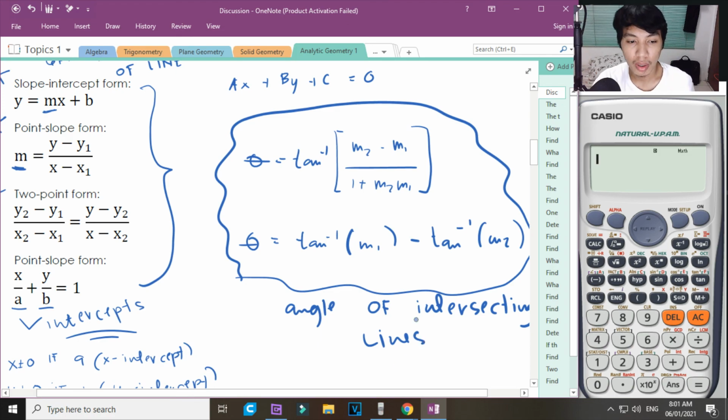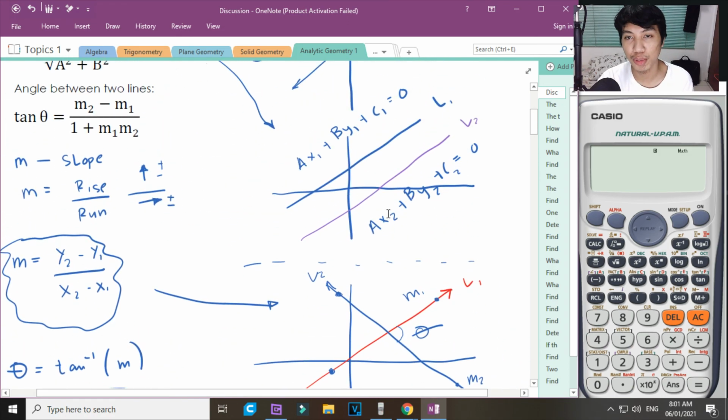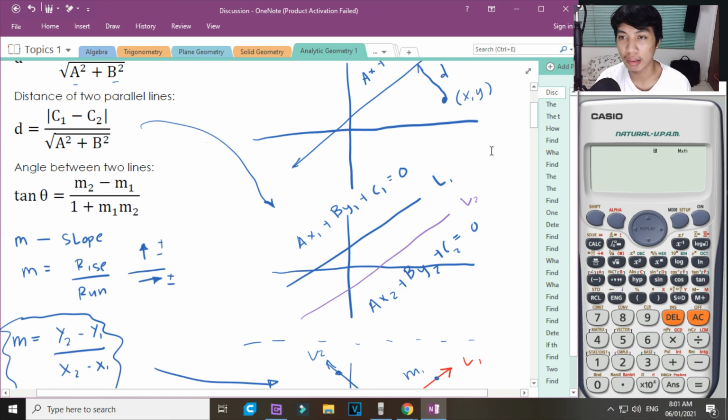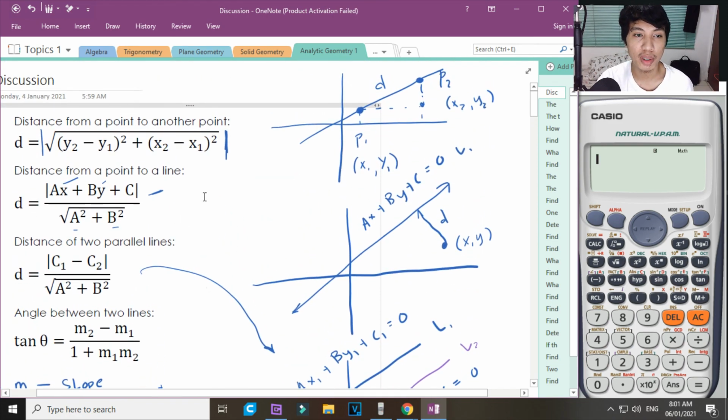Yan. So that is for the discussion nung Analytic Geometry 1. Okay? So now we are to solve 10 problems of samples dito. Okay? So let us take a 2-minute break.